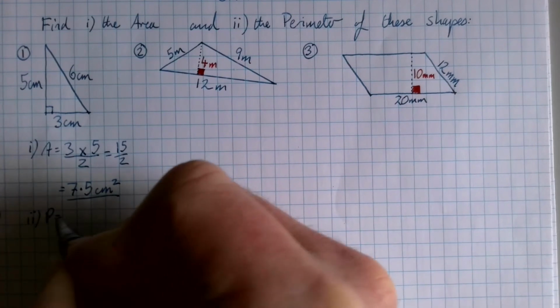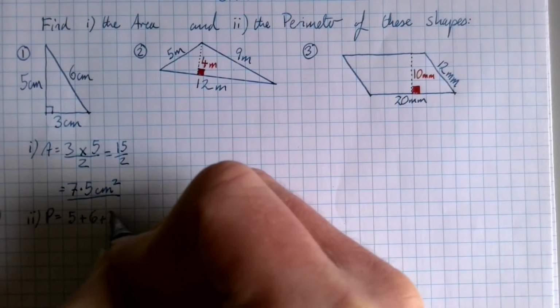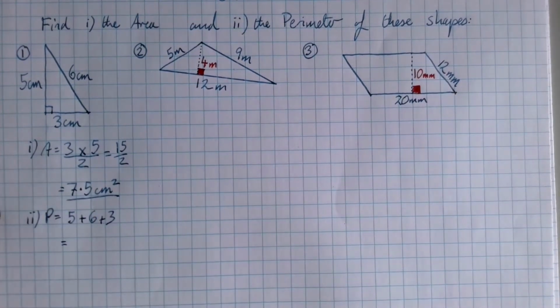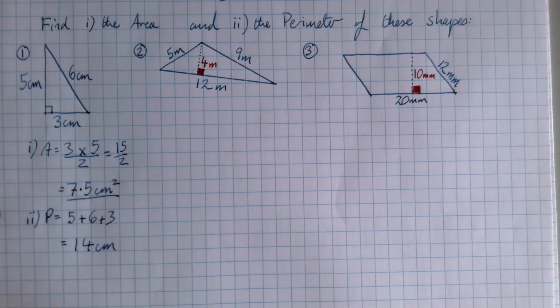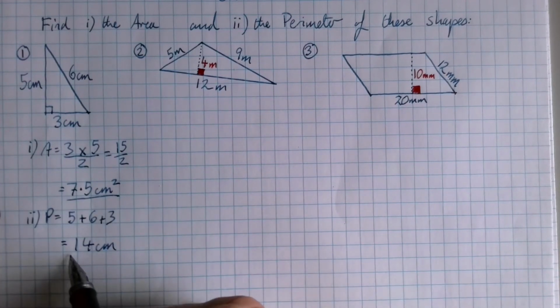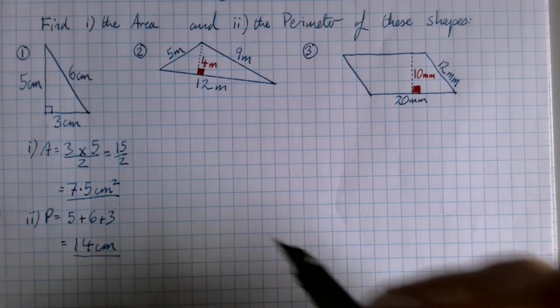Perimeter, the distance around the outside, you've got 5, you've got 6, you've got 3. We just need to add those together, and I make that 14 centimeters. When the numbers are really quite small, your perimeter ends up being bigger than your area in terms of the number. When the numbers are big, then the area gets much bigger than the perimeter.